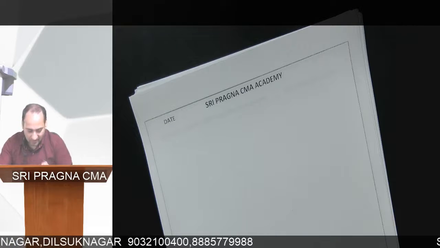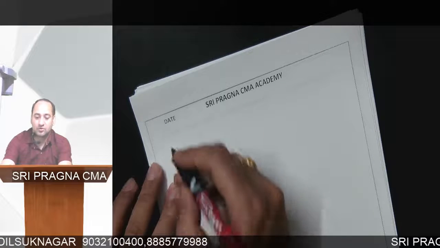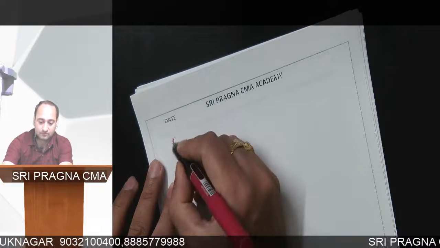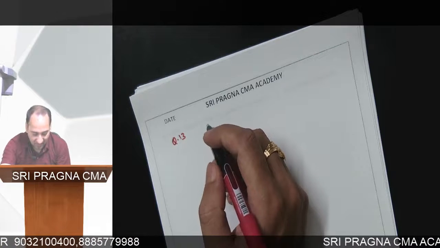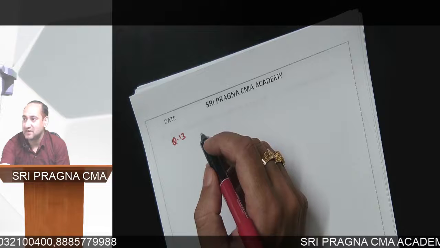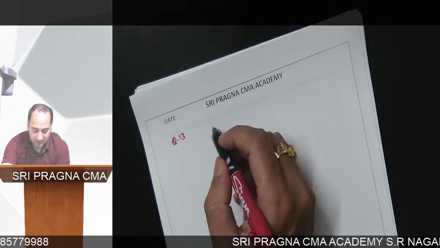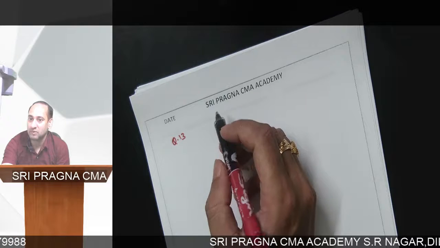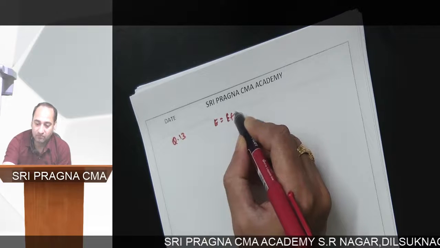Let us do it. Let me write the question first. Question number 13. Let me read it. E, efficiency represented by the symbol E of a small manufacturing concern depends on the number of workers. The workers, they are writing the symbol E to represent what? Efficiency.